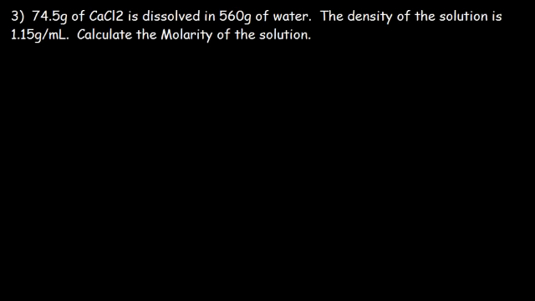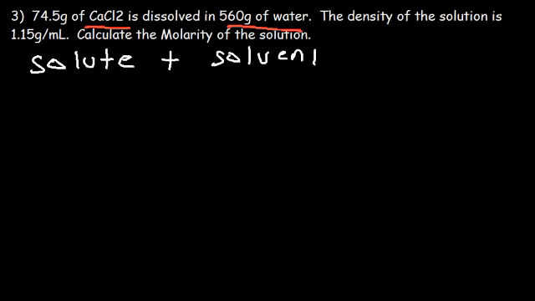We don't have the milliliters, so we've got to find it. So let's focus on the solution part. Now, we have the mass of the solute, which is calcium chloride, and we have the mass of the solvent, which is water. The solute plus the solvent is equal to the solution. The solute and the solvent combined makes up the solution.